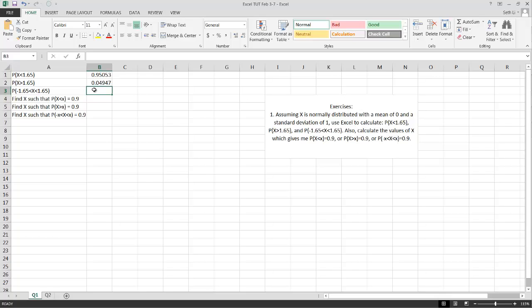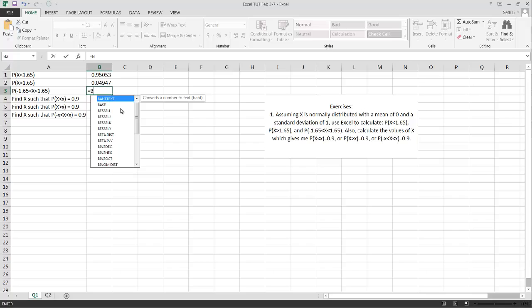Moving on, now it wants to know the probability of x when it's between 1.65 and negative 1.65. So in this case, we're going to start it off, once again, with an equal sign. We already know the probability that x is less than 1.65, so we're just going to take that from above, and then we're going to take away the probability that x is less than negative 1.65, because we don't want that.